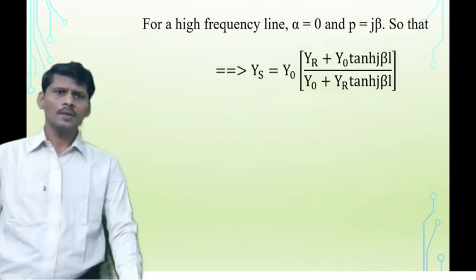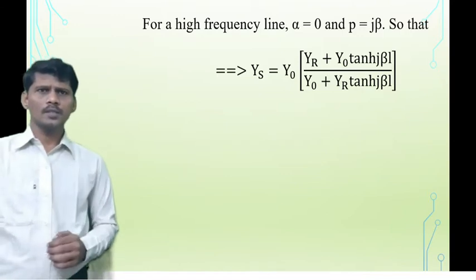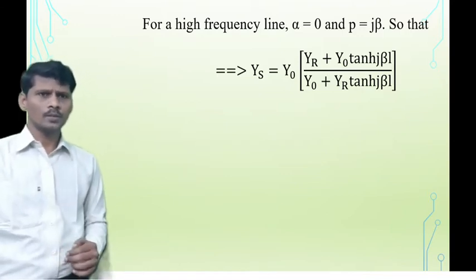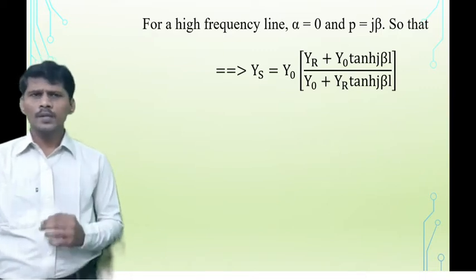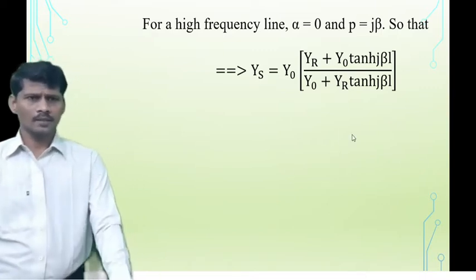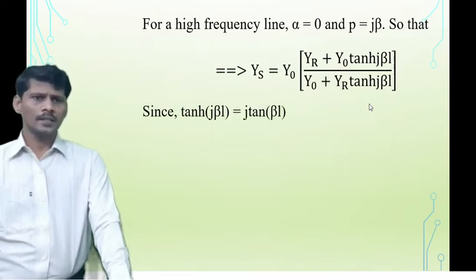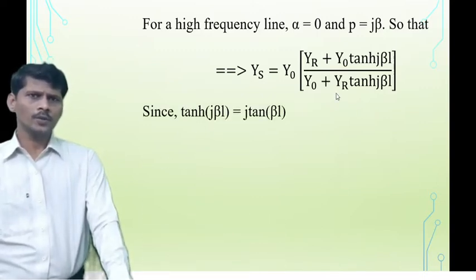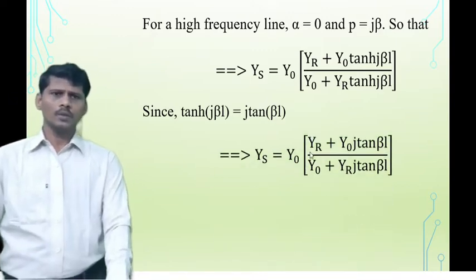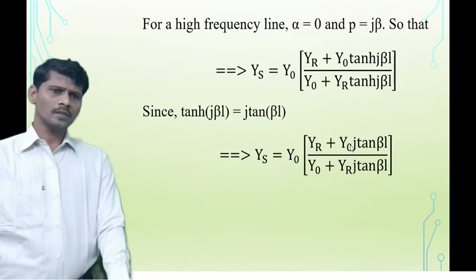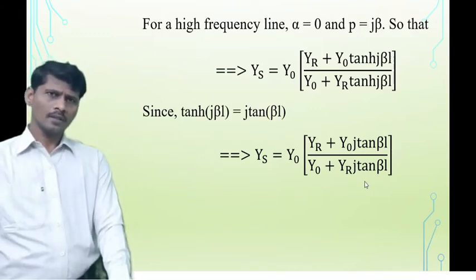So applying this condition into the above expression, we get the input admittance Ys is equal to Y0 into (Yr plus Y0 tanh j beta l) by (Y0 plus Yr tanh j beta l). Since tanh j beta l is equal to j tan beta l, applying this condition into the above expression, we get the input admittance Ys is equal to Y0 into (Yr plus j Y0 tan beta l) by (Y0 plus j Yr tan beta l).